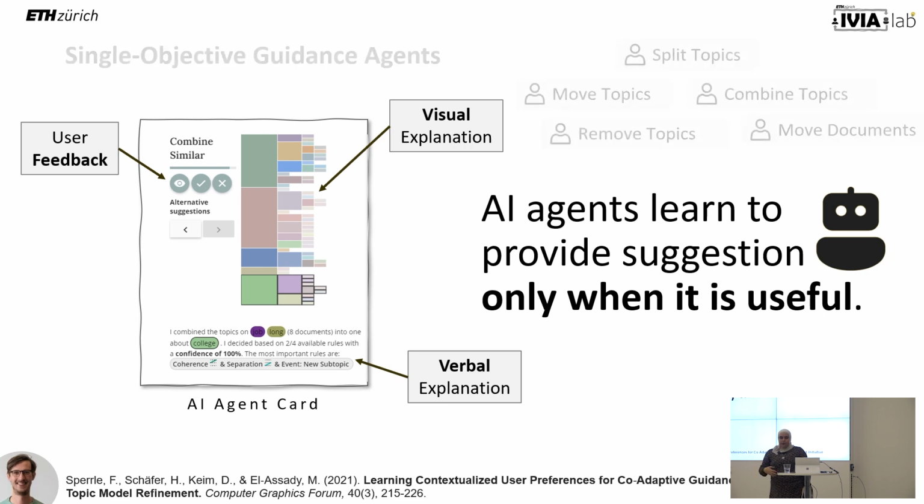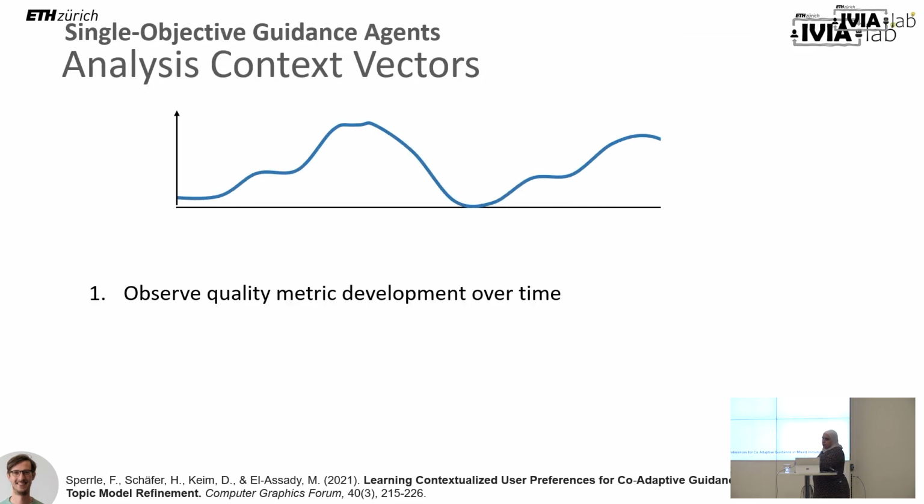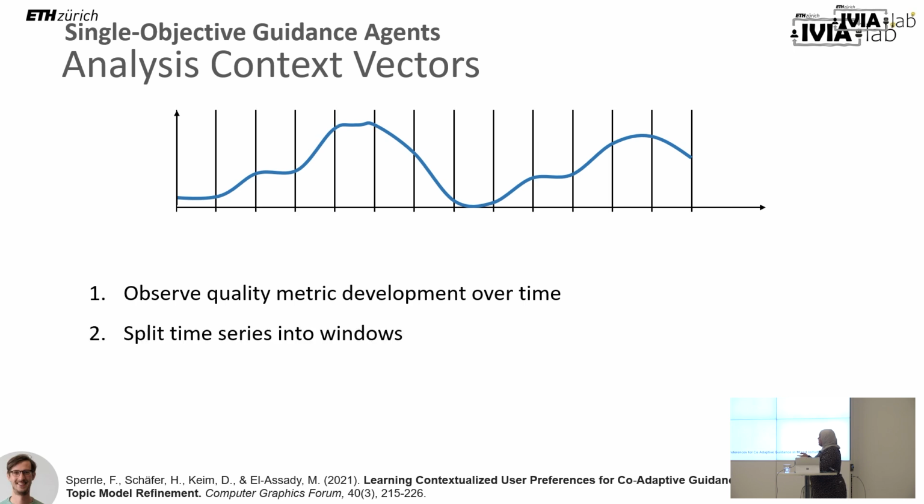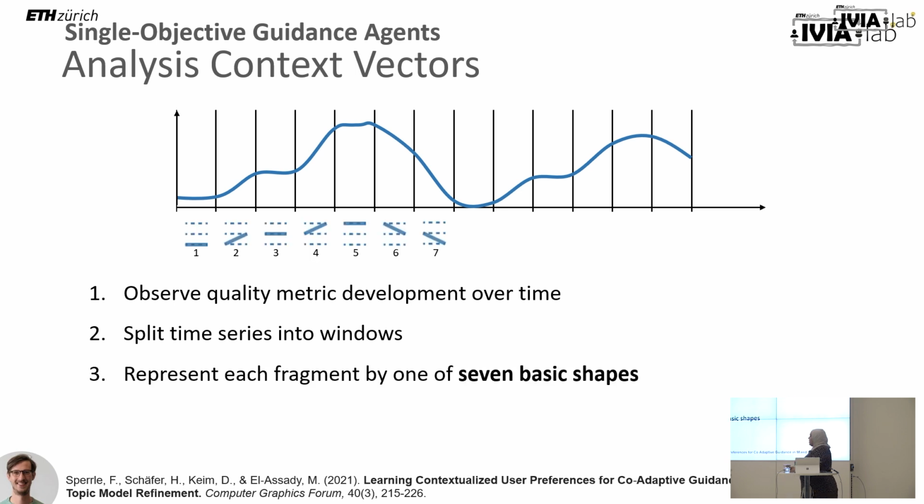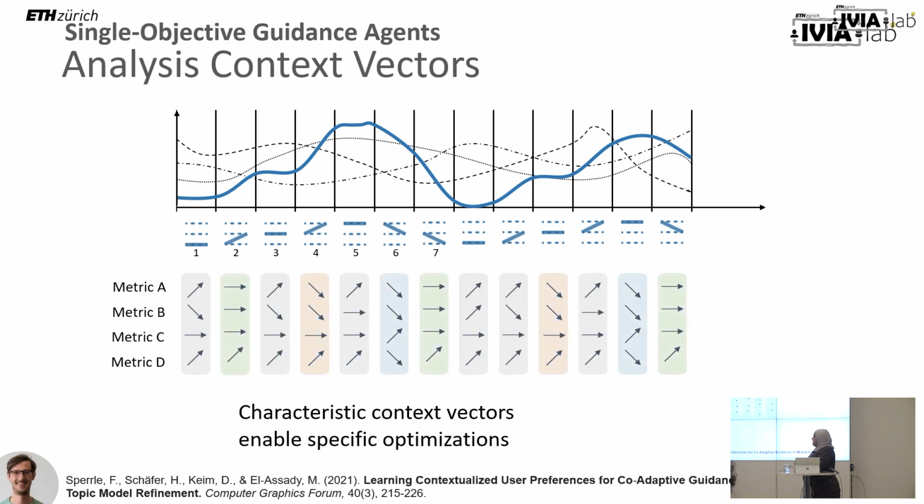So these agents that we train have different objectives here, and we train them on metrics that capture how good a topic is over time. These metrics are approximated with these different shapes, and then we capture all of these quality metrics and represent them in different vectors that represent the context in which they learn.